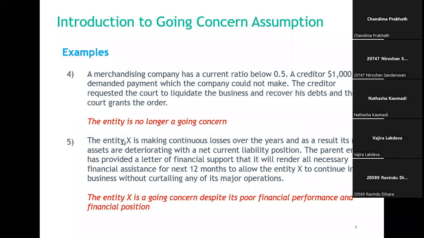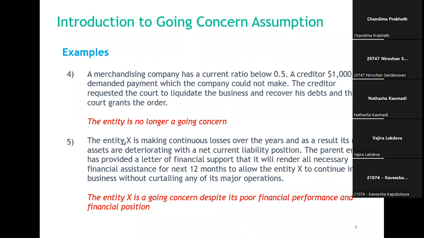The parent entity has provided a letter of financial support. Now, this entity has a parent entity that will render all necessary financial assistance for the next 12 months to allow the entity X to continue in business. Now, next 12 months under the standard, basically we have to consider the 12-month window from the date of approval of the financial statements, not the date of the balance sheet, right? So what it says, it will render all necessary financial assistance for the next 12 months to allow the entity X to continue in business without curtailing any of its major operations.